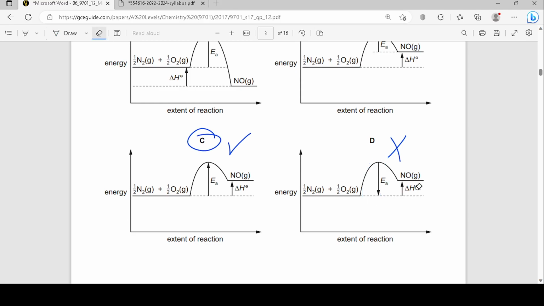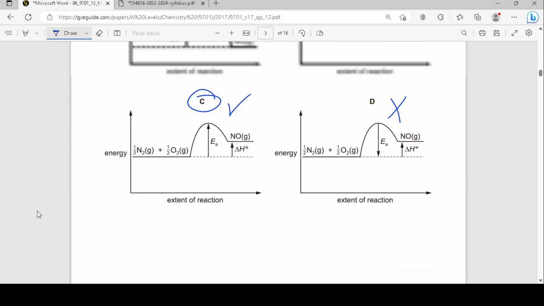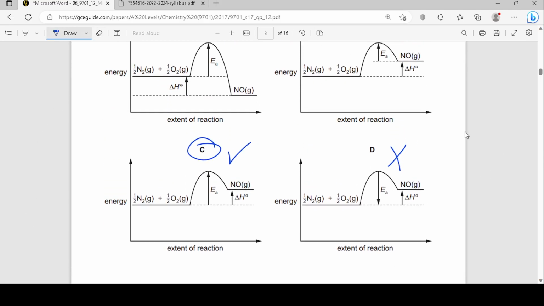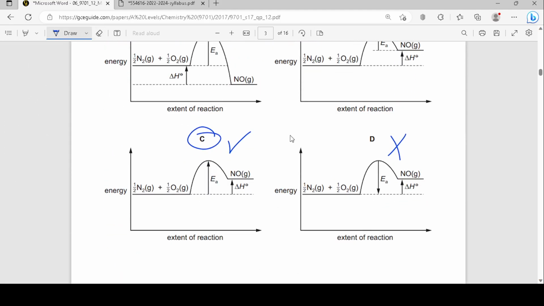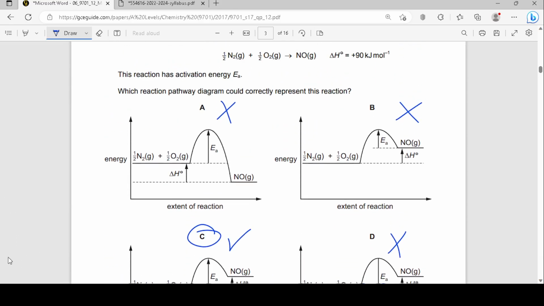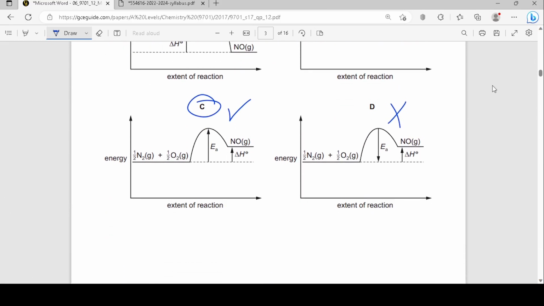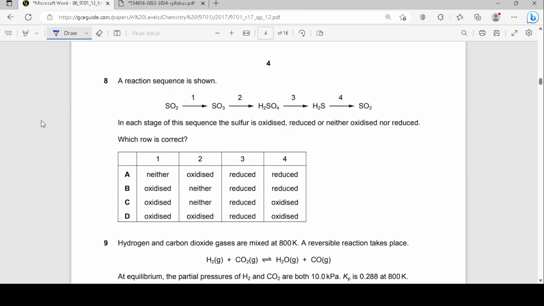Activation energy is the energy required for the reaction, the minimum energy required to start the reaction. So basically D is wrong. C is going to be the correct answer for that reason, because A, B, and D are wrong. And now we will go to the next question.